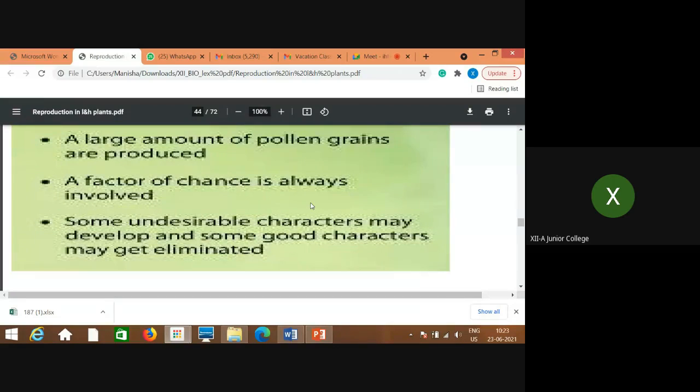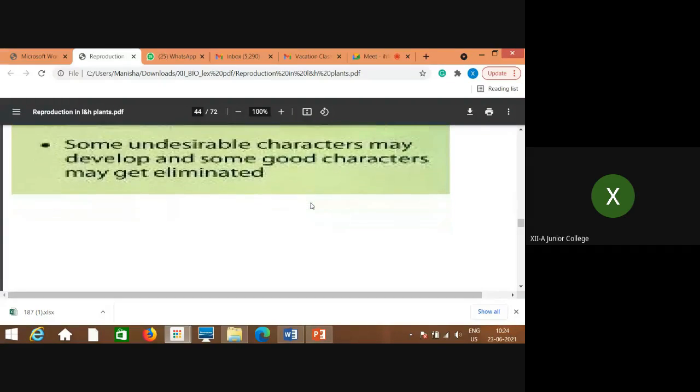And some undesirable characters may develop and some good characters may get eliminated. Unlike self pollination, here undesirable characters also may get developed, and some good characters also might be eliminated. So this is also one more chance. These are also probabilities, you can say. It may happen that undesirable characters are introduced and desirable characters are eliminated. So this is just a chance. Just like it's not a sure method, this is also a chance of this important thing.